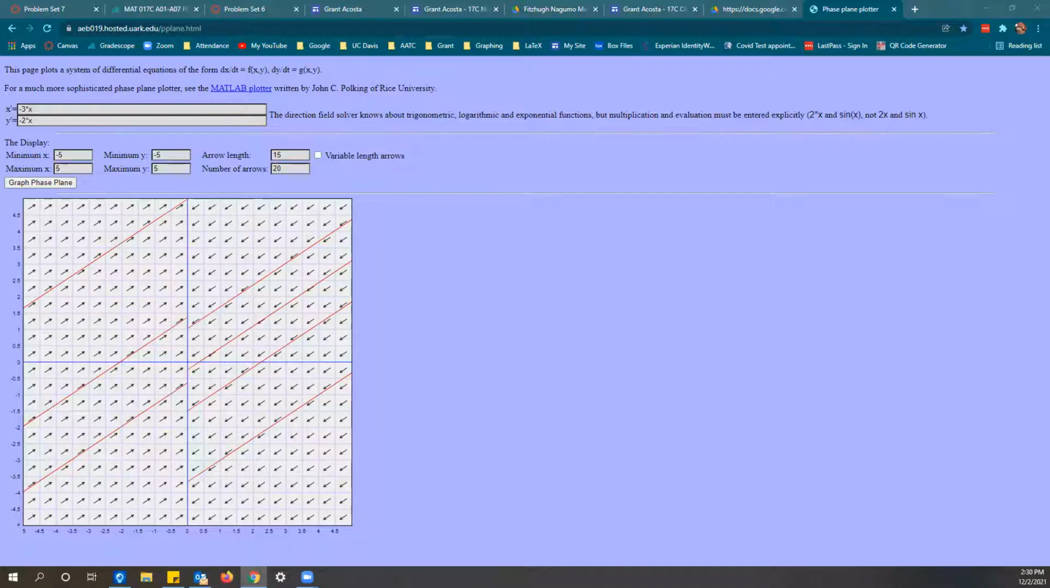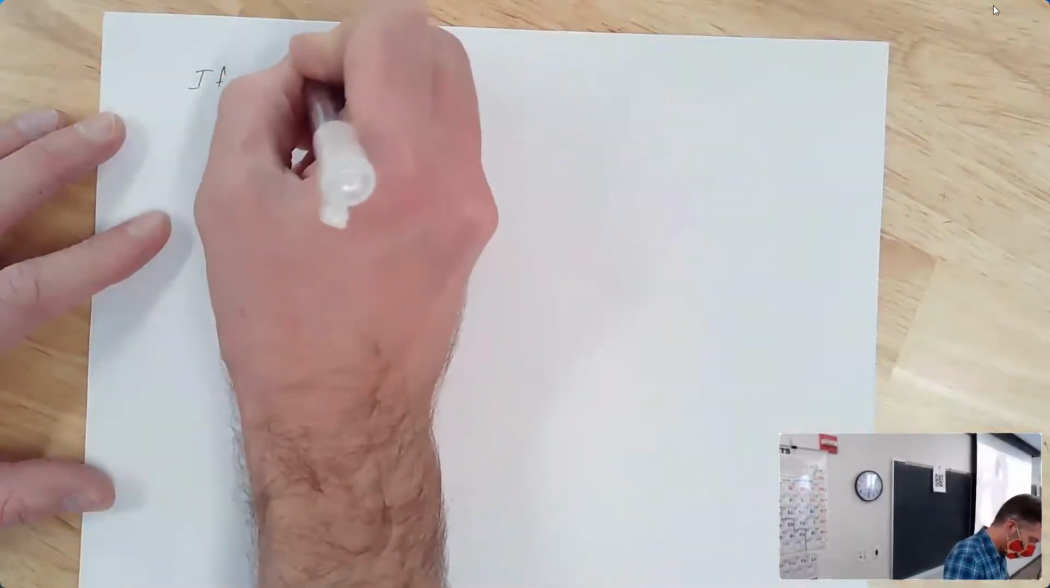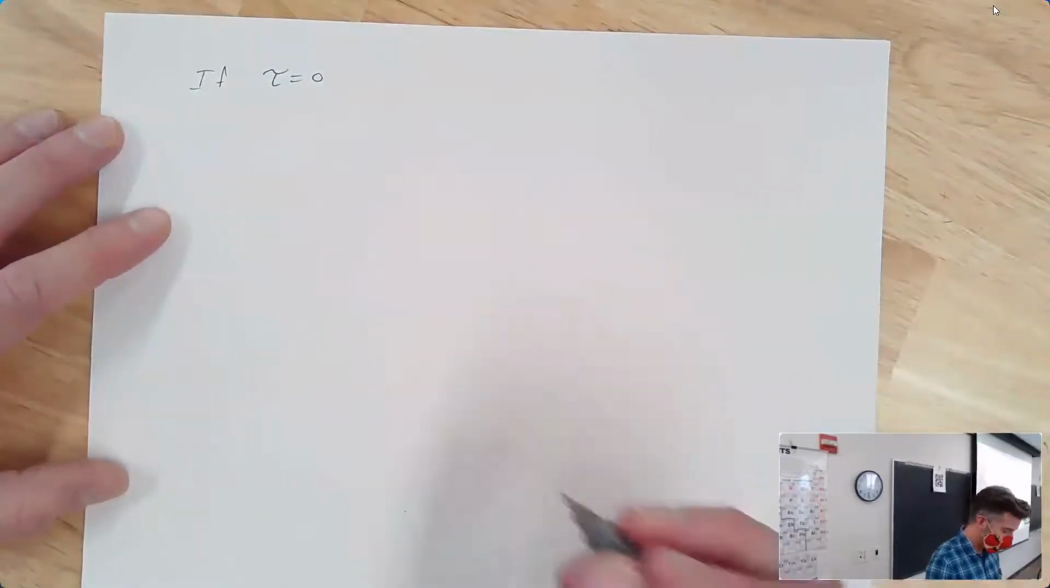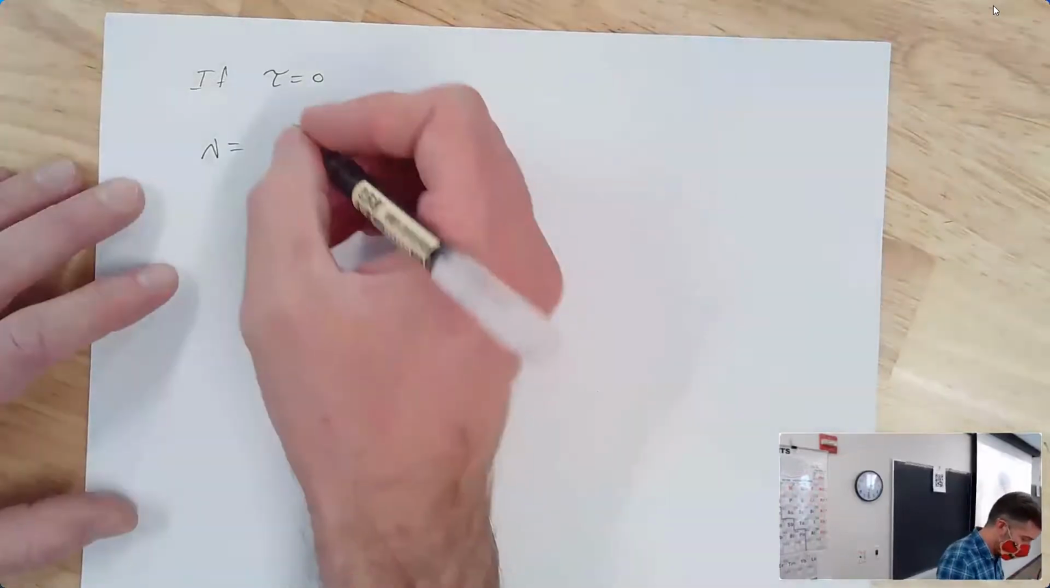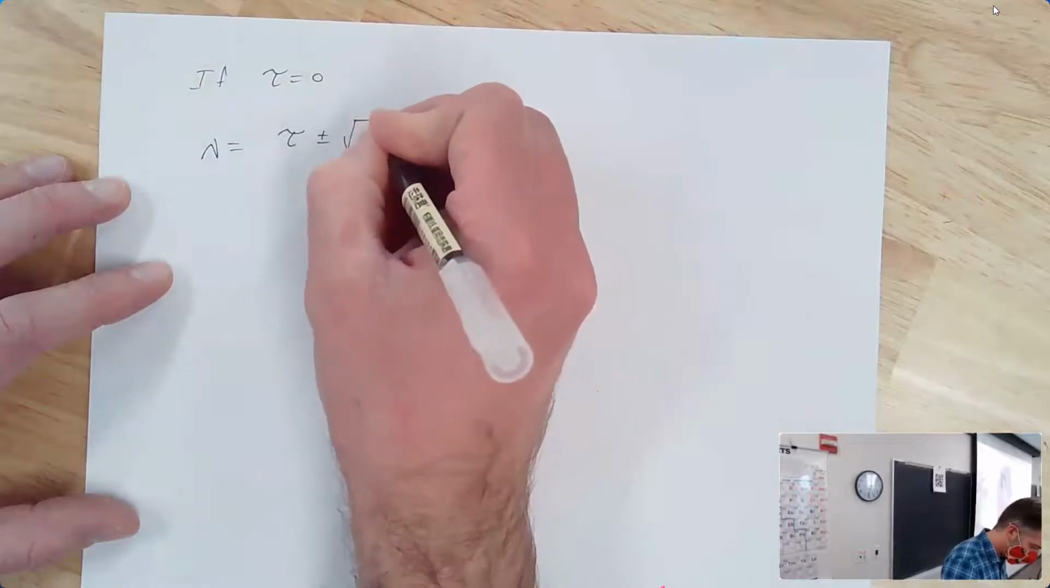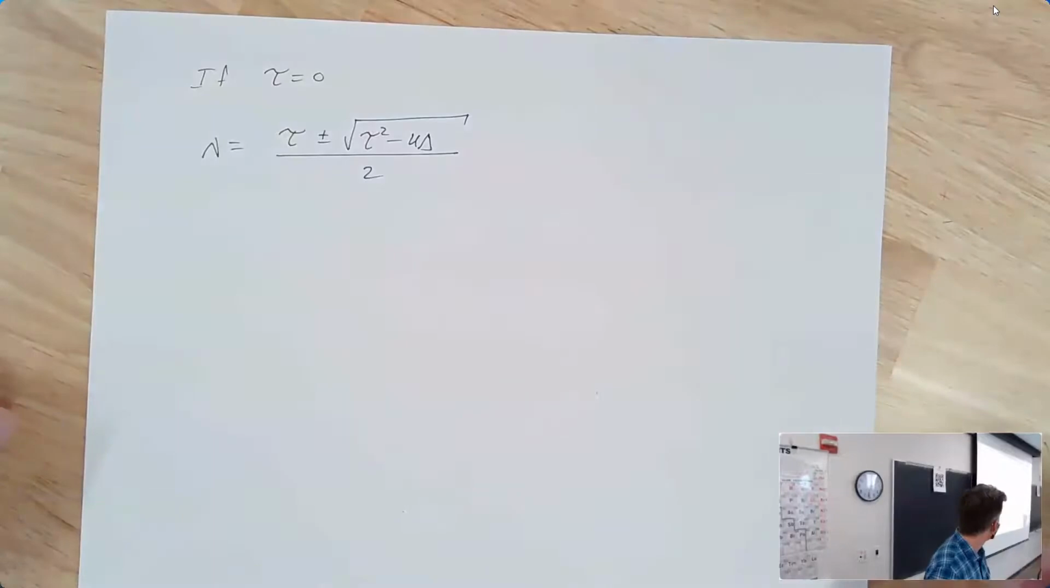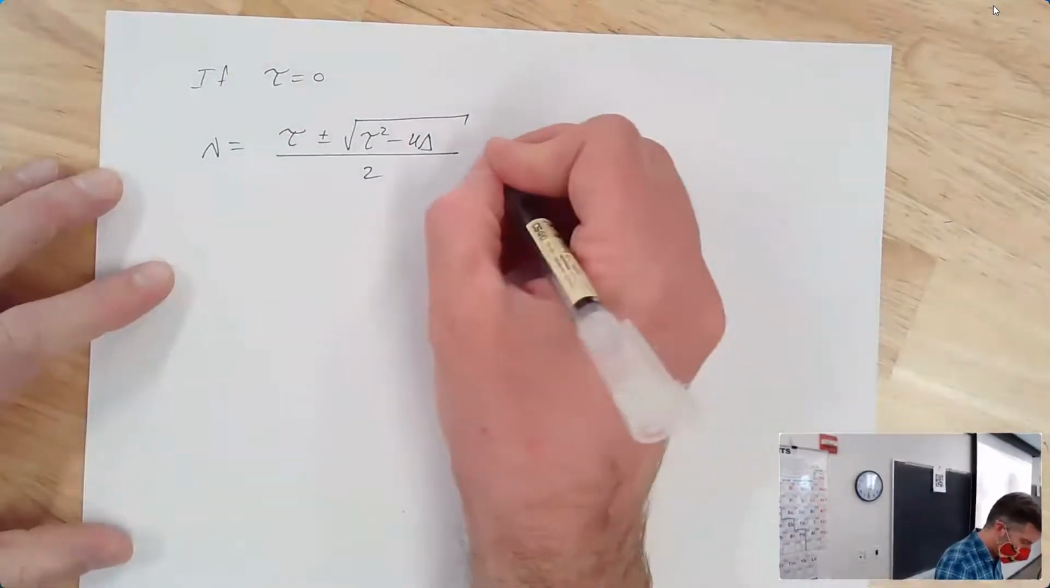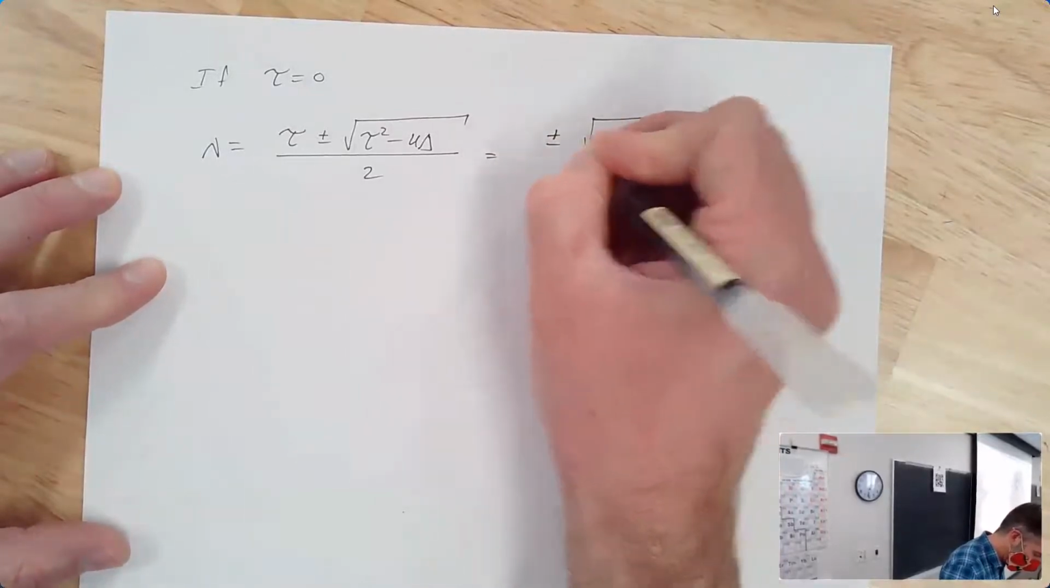What if the trace is 0? So that happens sometimes, right? If the trace is 0, a few different things can happen. Let's think about it this way. Here's the way I would answer that question. Let's look at finding the eigenvalues using the trace determinant method. If the trace is 0, my eigenvalues using the quadratic formula are going to be the trace plus or minus the square root of the trace squared minus 4 times the determinant, all over 2. But if the trace is 0, a lot of things go away. That's just going to equal plus or minus the square root of -4 times the determinant, all over 2.